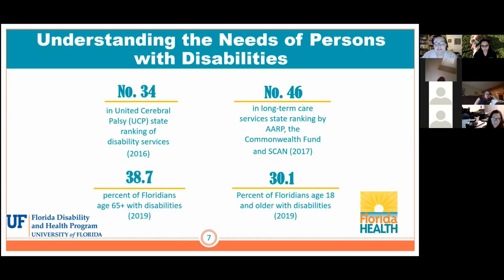So this is a problem because when we look at the prevalence of disability in Florida, nearly a third of people over the age of 18 have a disability. And it rises to nearly 39% when we talk about Floridians over the age of 65. So these are some pretty high numbers. And these services that we seem to fall behind in, or are in the middle of the pack, really make a difference for people when you have so many people with disabilities.